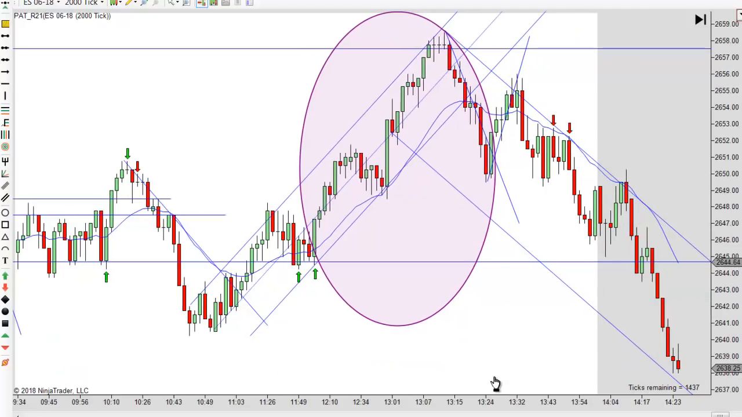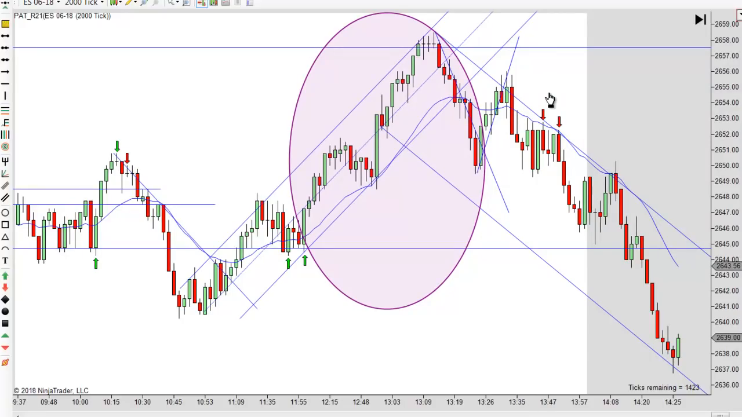There's some setups in there, but I wouldn't take them because of what's going on. Wouldn't take any of this right here because that's just right at the 1 o'clock news hour. And then we move up. You actually get a second entry right here. I don't know if that broke higher or went lower first, so I'm not sure about that one.